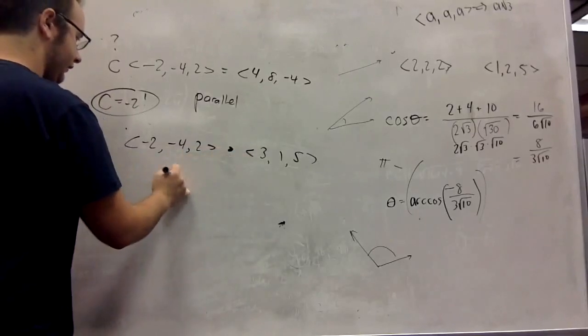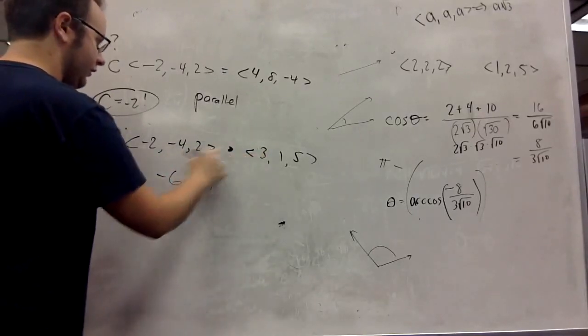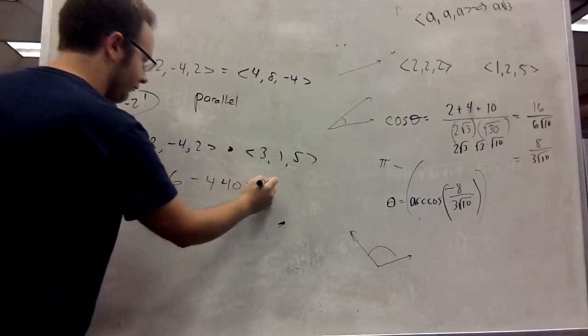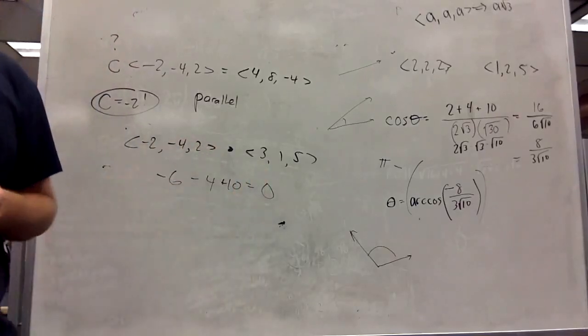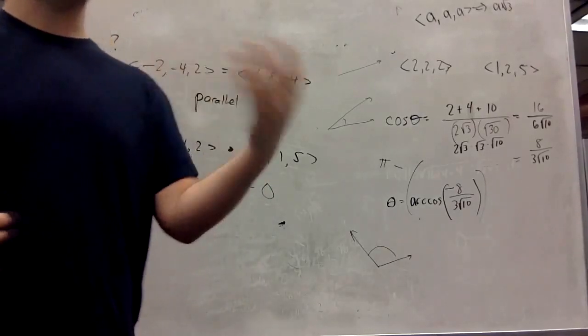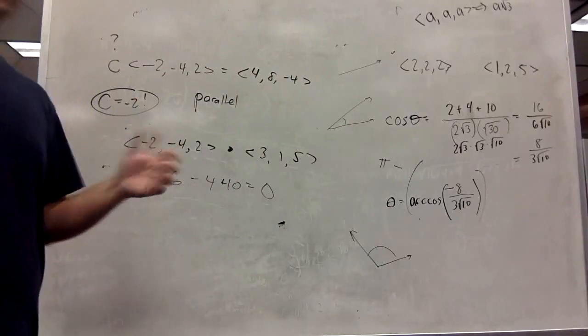Negative 2 times 3 is negative 6. Negative 4 times 1 is negative 4. 2 times 5 is 10. Sure enough, that's 0. The dot product of these two vectors is 0, therefore these two vectors are perpendicular. Good.